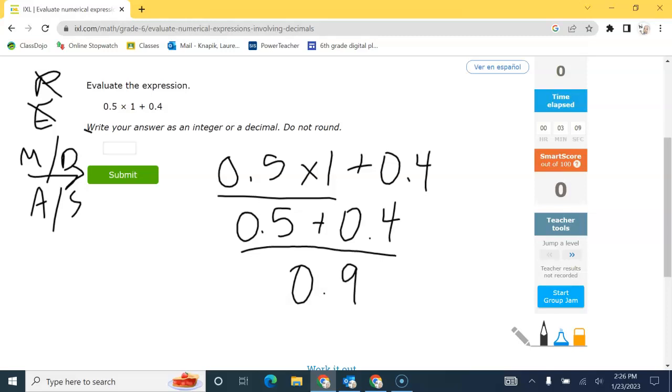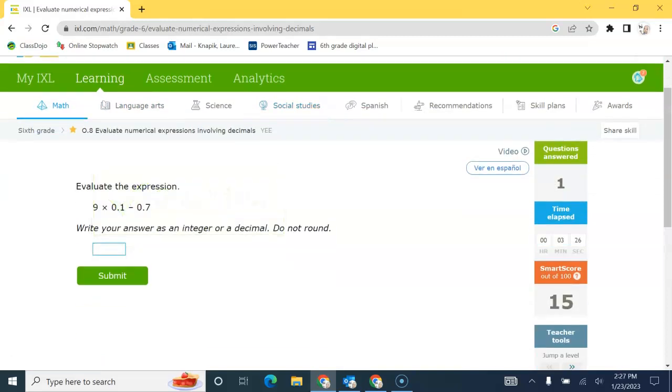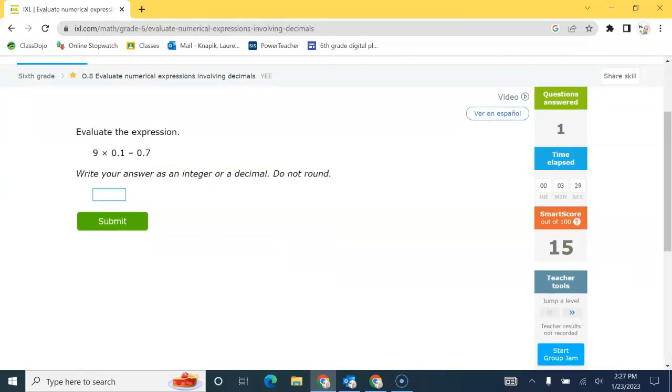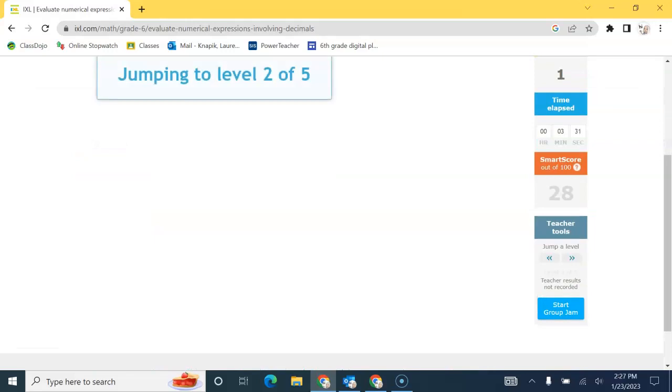Now, it says in IXL, write your answer as an integer or a decimal, do not round. So you're going to write your answer exactly as it appears on the calculator or when you show your work. You are not going to round up. I'm not going to round 0.9 up to 1. I'm going to keep it at 0.9. Decimals are not a bad thing. Decimals happen in math, so it is what it is.